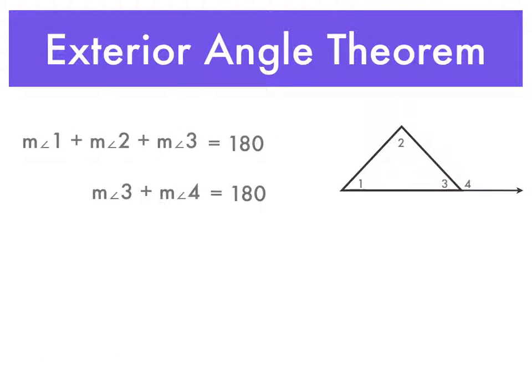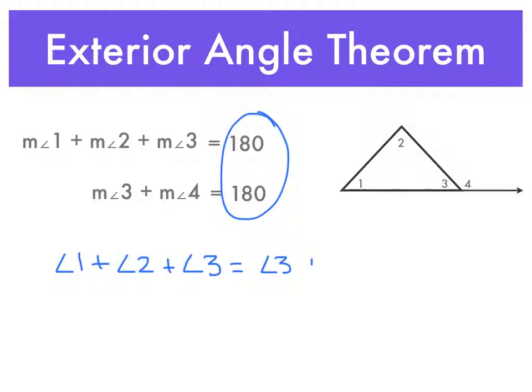Here, okay, I had 1, 2, and 3 equal to 180. I had 3 and 4 equal to 180. Since they're both equal to 180, that means I can make them equal to each other. So I can say angle 1 plus angle 2 plus angle 3 has to be equal to angle 3 plus angle 4. Does that make sense that those two have to be equal to each other since they're both equal to 180?